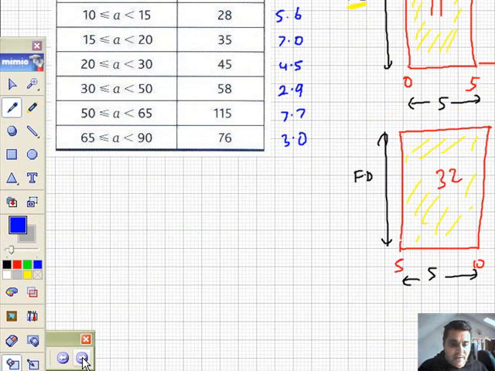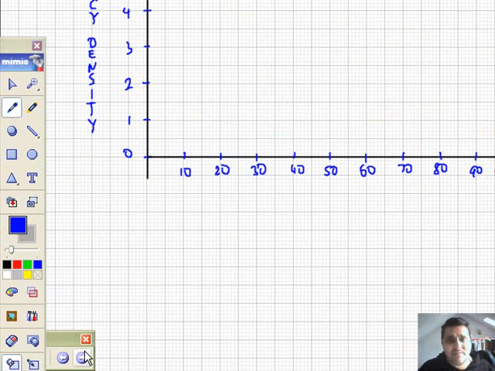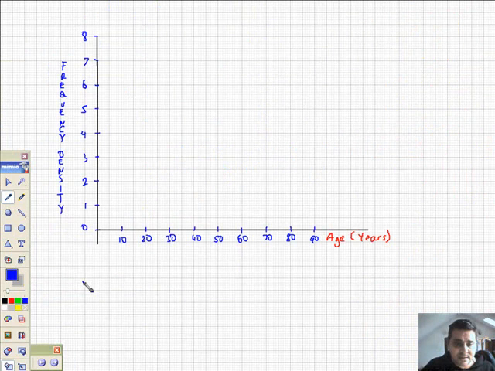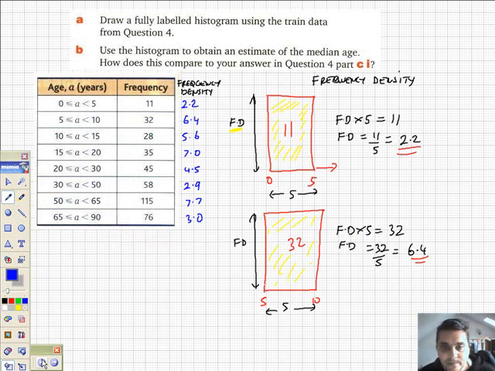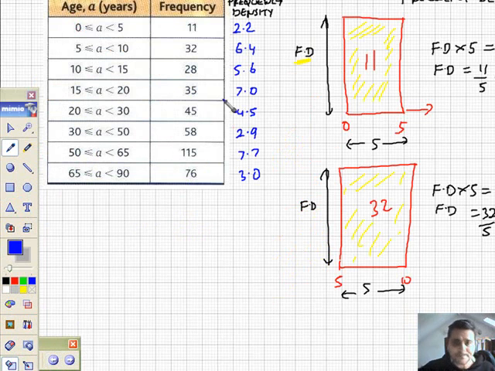So what I'm going to do now, in fact what I have done, is prepared the axes anyway. As you can see, the age from 0 to 90, and the frequency density from 0 up to 8, and of course I'll be using 7.7 there. My next job is to actually construct it right now and see what I can do. So quite tricky to do.